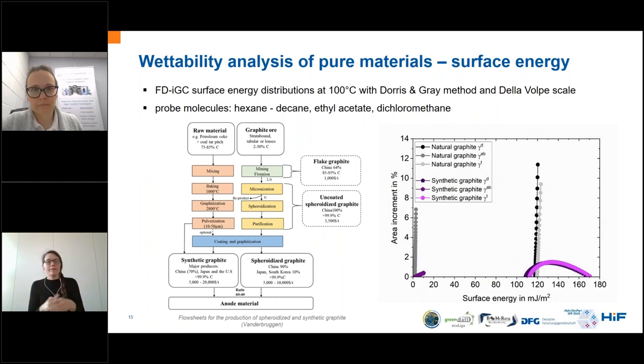If we have a look at the graphite, the most reasonable explanation for the difference is the different processing route. The synthetic graphite is usually obtained from raw materials like petroleum coke or coal tar pitch, and it goes through a lot of different processes, including very high temperatures for the graphitization, to finally end up with a synthetic graphite. Whereas the natural spheroidized graphite is usually recovered from a real graphite ore, which is recovered after mining and the flotation process and goes through the spheroidization to get what we call potato-shaped graphite particles. So this is a very different treatment for the material, which we can actually see here in the surface energies.